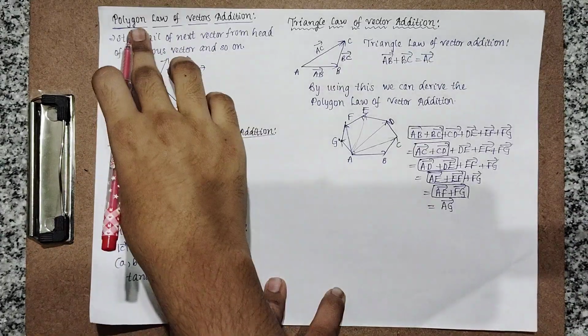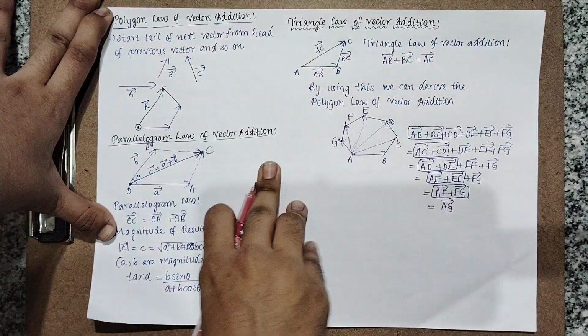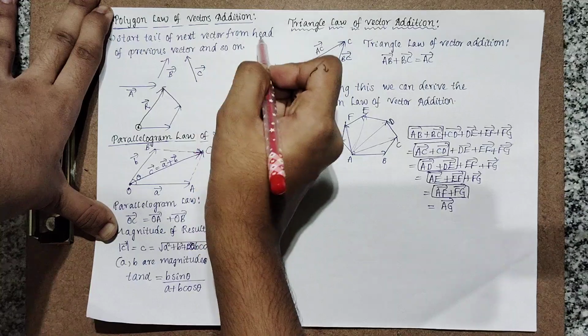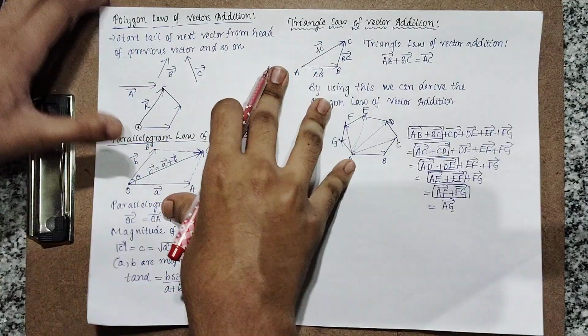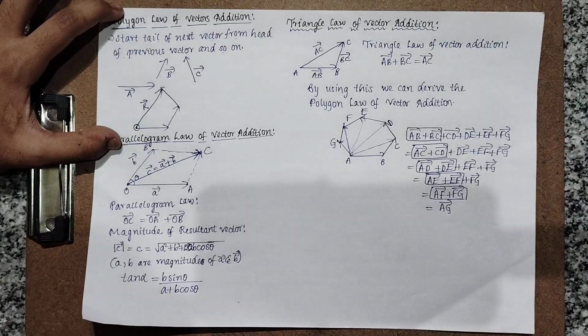Now coming to the polygon law of vector addition. From this you will get more clarity about vector addition. Start the tail of the next vector from the head of the previous vector and so on. In this way we make the vector addition.